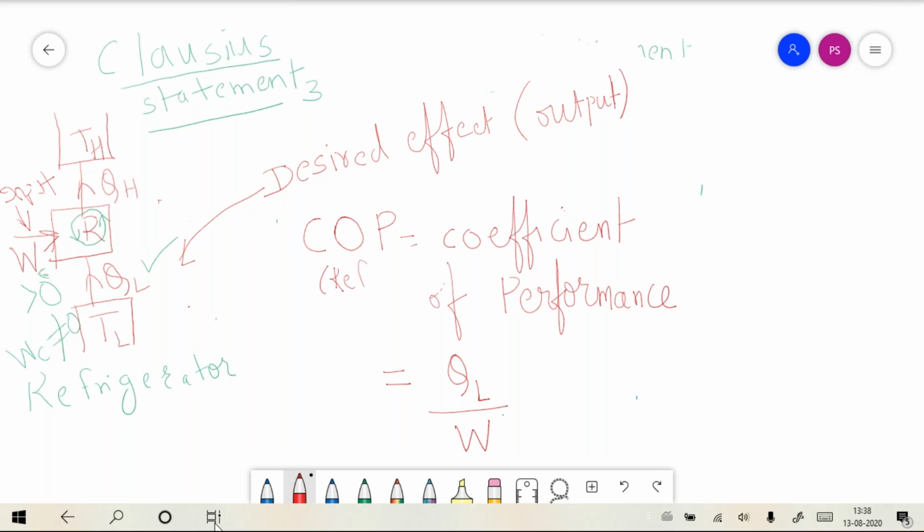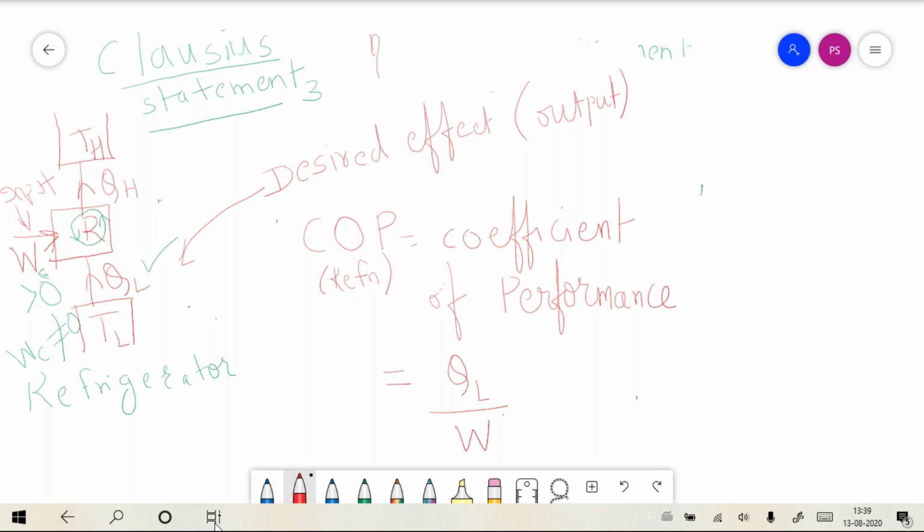Okay, for a refrigeration system, please note that the performance is captured by coefficient of performance. For an engine, we talk about efficiency. For a refrigerator, we talk about coefficient of performance. Now, what is the difference between these two?